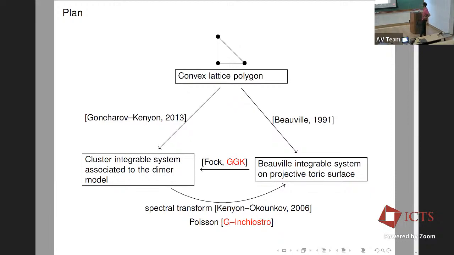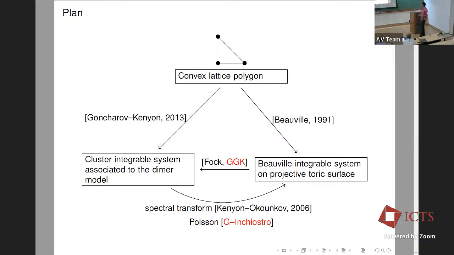The second construction is, from a polygon, you can construct a projective toric surface. In this case, you get P2. And there is a construction of Beauville from '91, which produces an integrable system on this toric surface or on some space that is associated to this toric surface. And there is a map between these two integrable systems. This is called the spectral transform.